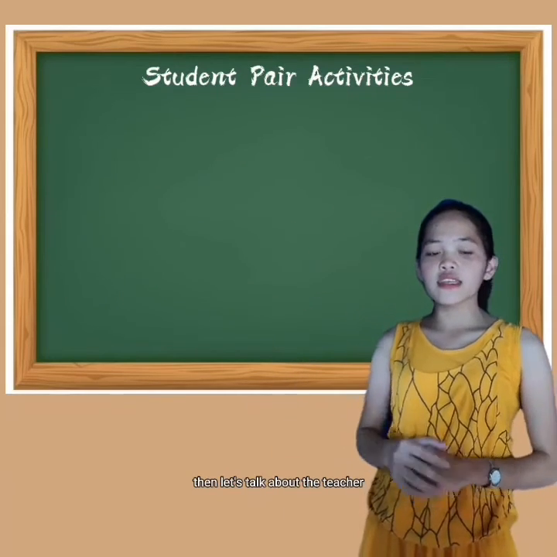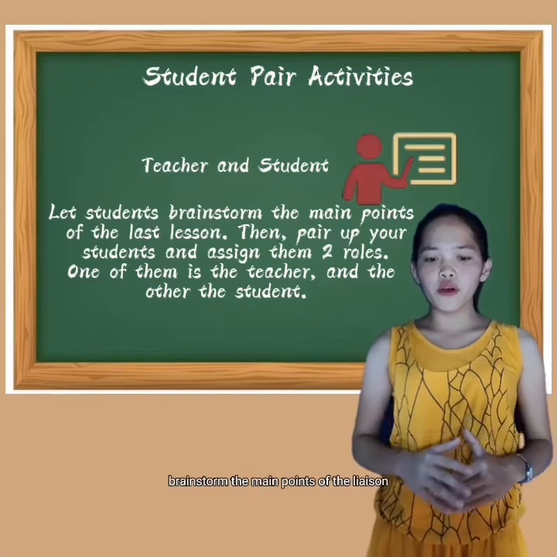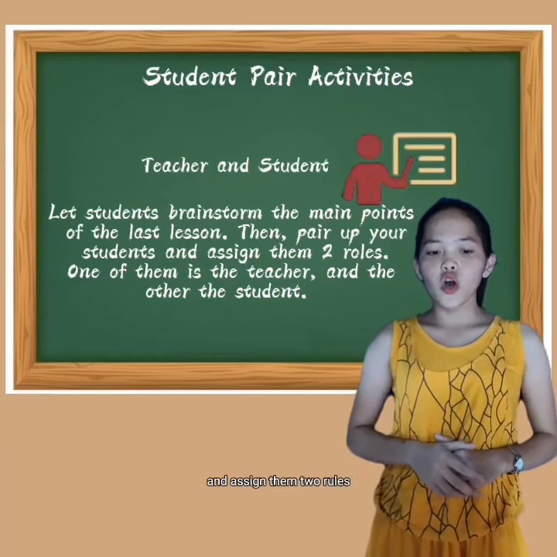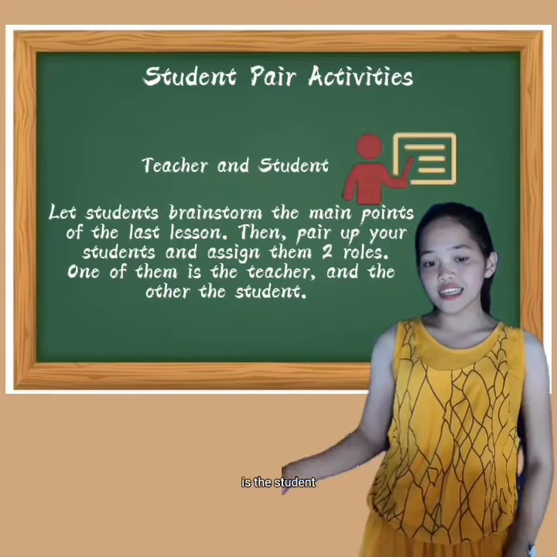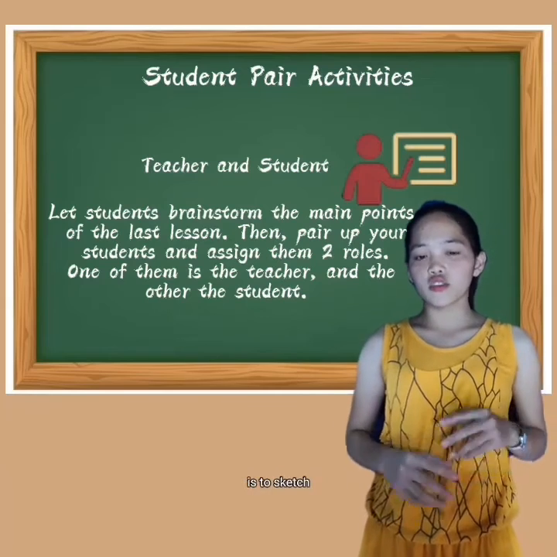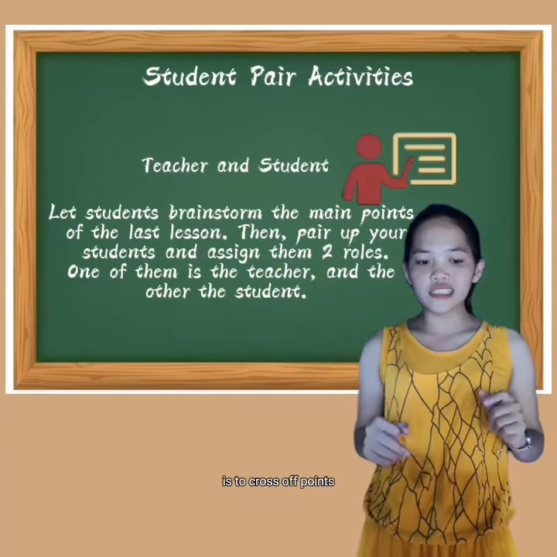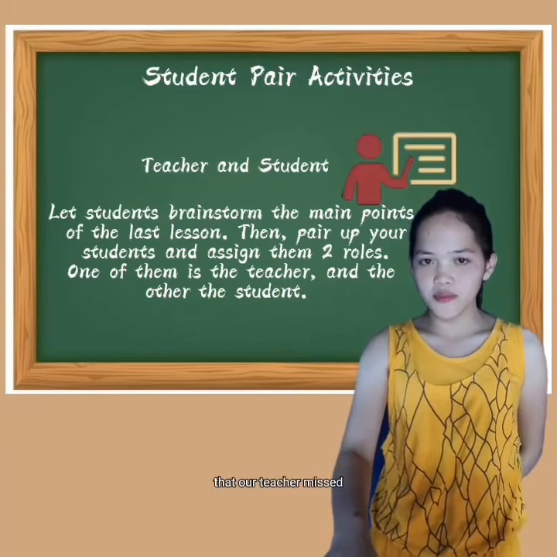Then let's talk about the teacher and student. Let students brainstorm the main points of the lesson. Then pair up your students and assign them two roles. One of them is the teacher and the other one is the student. The teacher's job is to sketch the main points, while the student's job is to cross off points on his list as they are mentioned, up to the three points that the teacher missed.